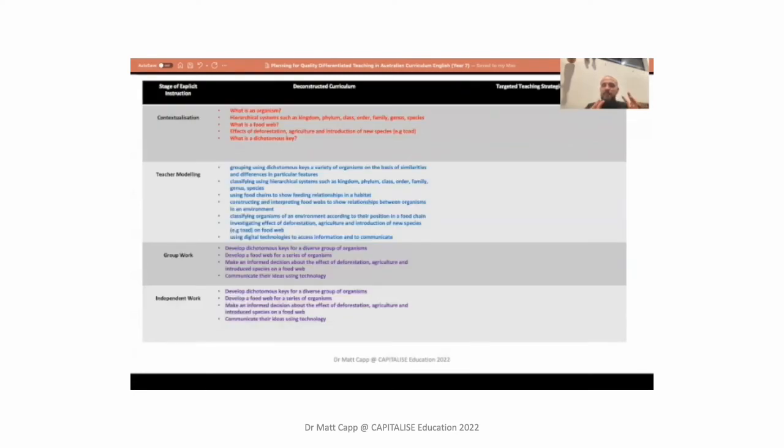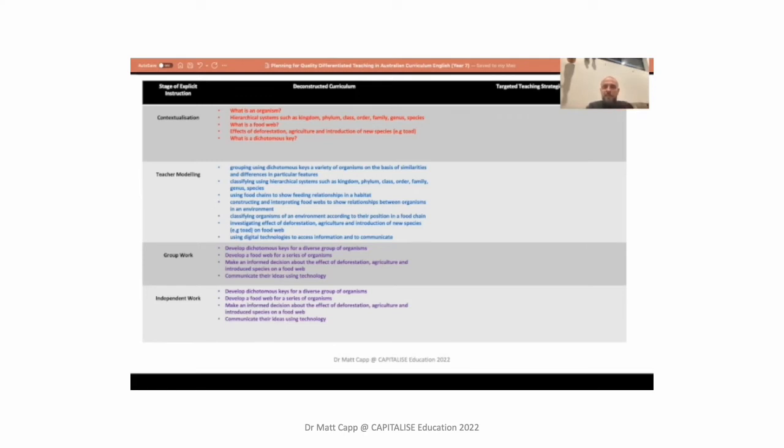So we've now worked out and deconstructed the curriculum and worked out what we're going to teach. So we're going to contextualize that essential knowledge. We're going to model independently and with the students the essential skills. Then during group work and independent work, the students are working towards essentially what the achievement standards are asking, not what teachers believe they need to do, but going back to the achievement standards and deconstructing them.